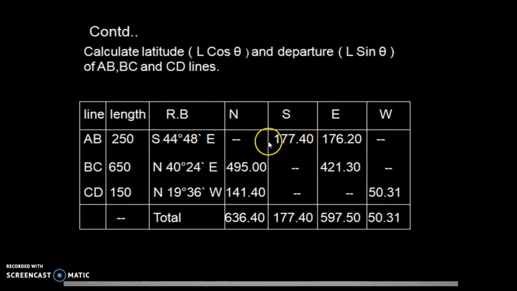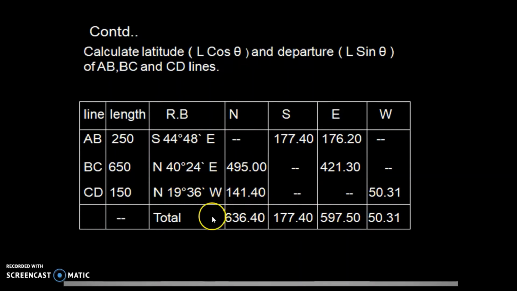Now what is this 177.40? Latitude is L cos theta, meaning 250 into cos 44 degrees 48 minutes. If you calculate from your calculator, you will get this value. Similarly, L sin theta, easting, so I am writing it in the east. In the similar manner, for length 650, L cos theta means 650 into cos 40 degrees 24 minutes, north. Next, L sin 40 degrees 24 minutes I got. Similarly I got these values, north and west, right?